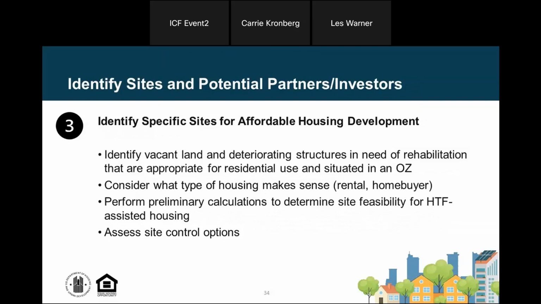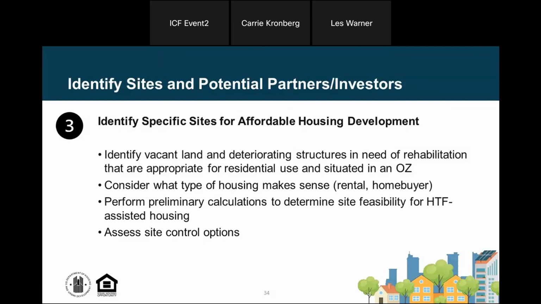So when reviewing potential affordable investment opportunities in opportunity zones, grantees can identify vacant land that might be well suited to new construction. They could also look for older deteriorating structures that need rehabilitation and are situated in opportunity zones, and consider whether these sites are appropriate for residential use. Additionally, grantees should look at whether the state or local jurisdiction might own any land within an opportunity zone that could be suitable for housing development.